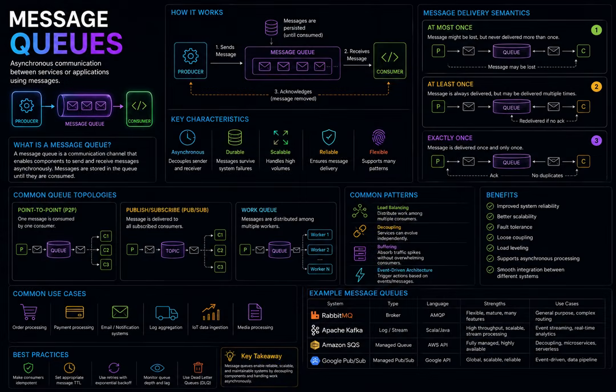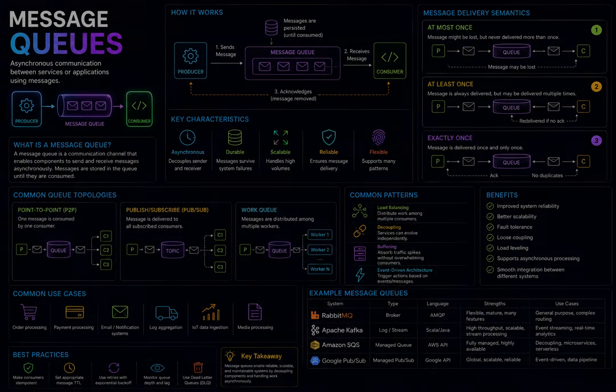Message queues. Message queues serve as asynchronous buffers between decoupled application components. They persist incoming tasks so worker processes can execute heavy workloads asynchronously without overloading main services.